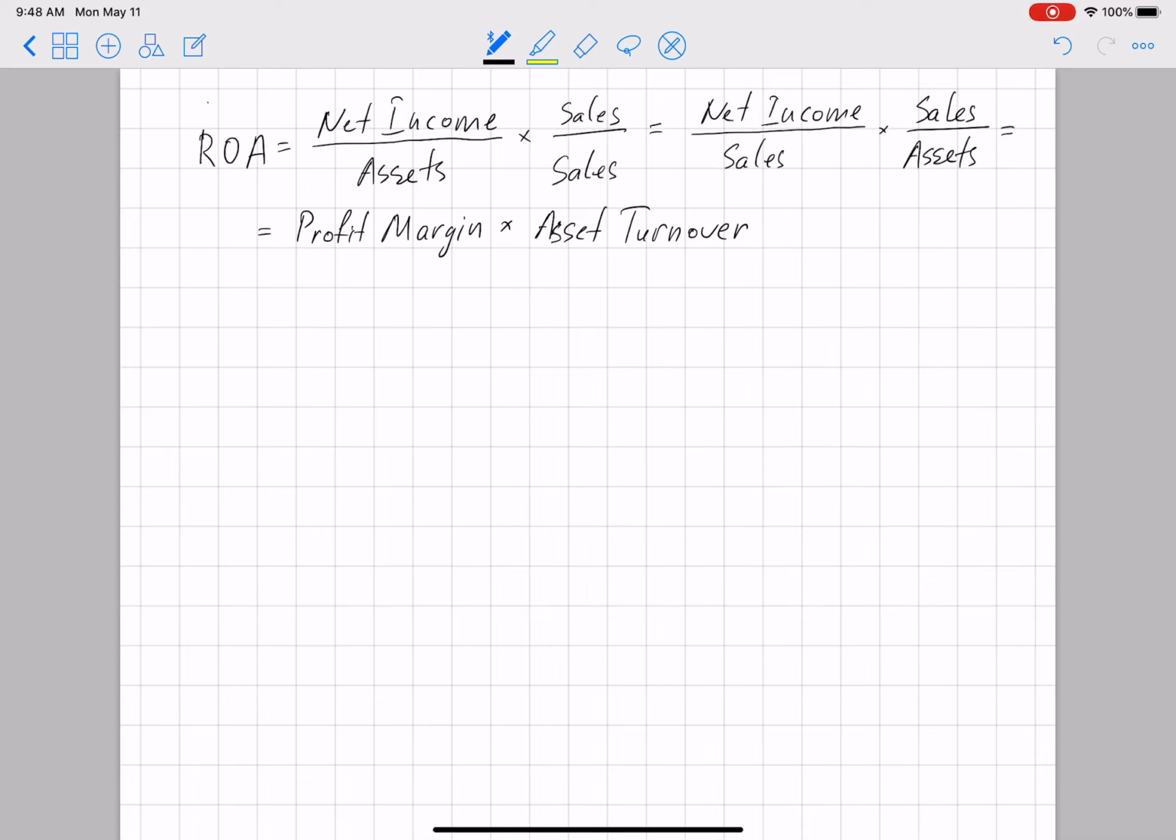So the bottom line is that this simple DuPont identity allows you to figure out the ways to improve your return on assets. I'm going to write it down as ways to improve ROA. Number one, increase profit margin.